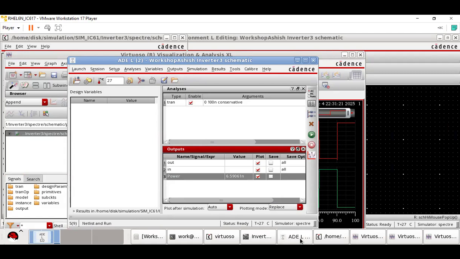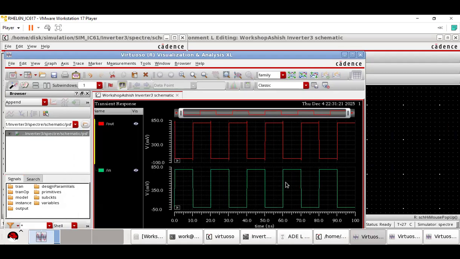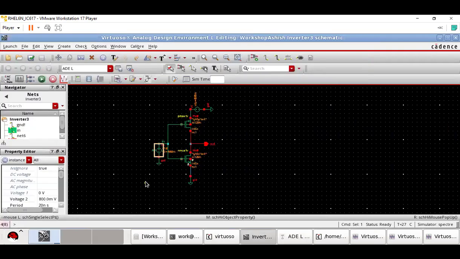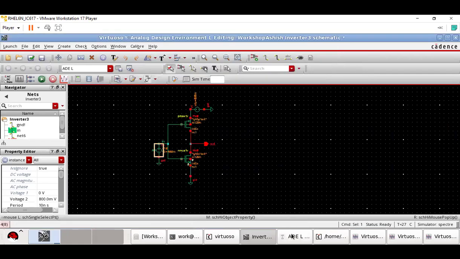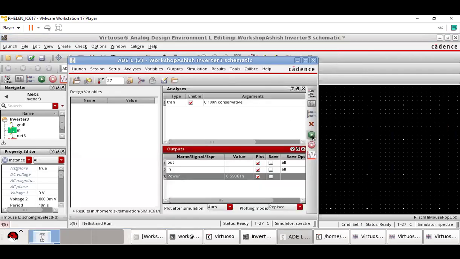Right? Now, what I do is I increase the number of cycles in the same 100 nanoseconds. How will I do that? I'll increase the frequency. Let me make it 10 nanosecond here and 5 nanosecond here. So your frequency got doubled. Let us see that.